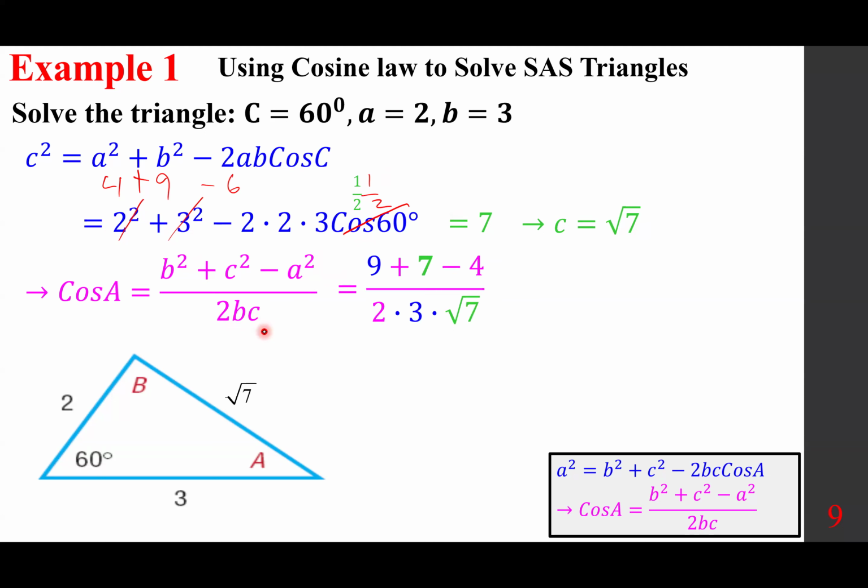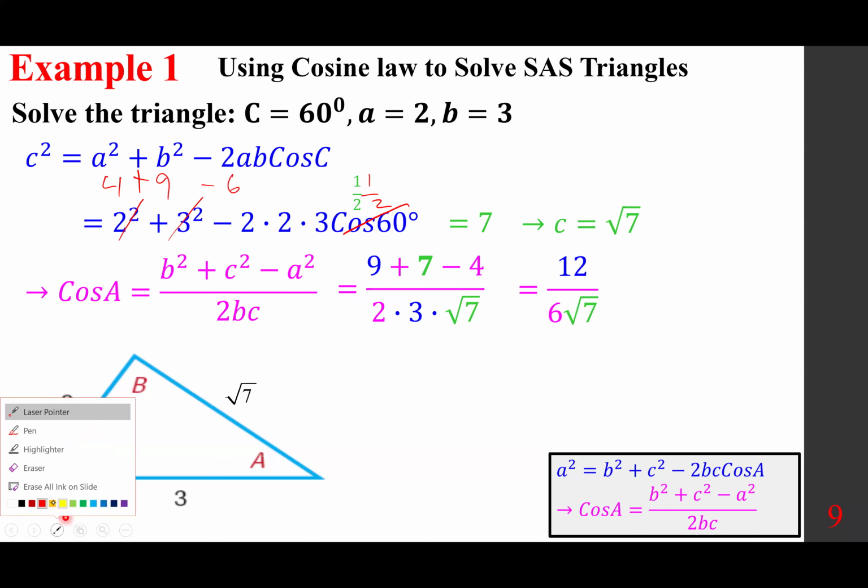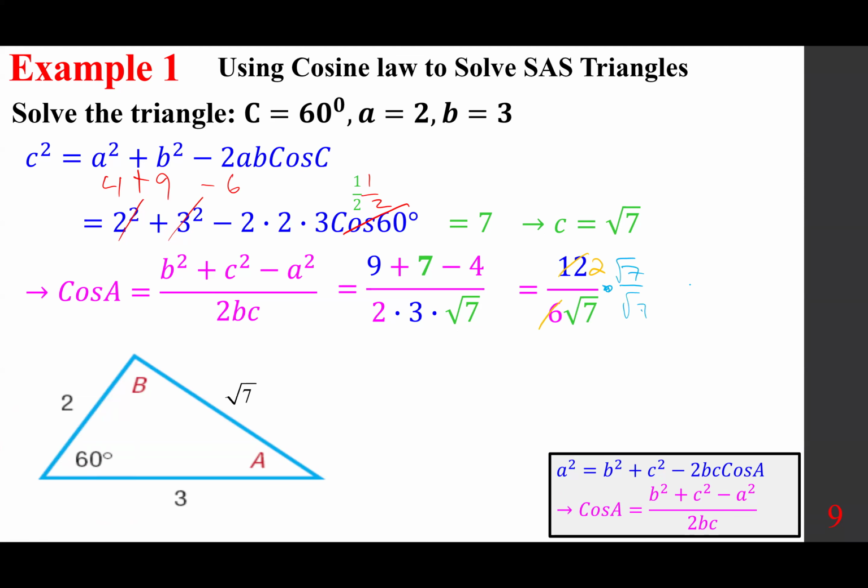And so the numerator becomes 9 and 7, 16 minus 4 is 12. This is 6 over square root of 7. These two cancel each other. We get 2. And 2 over square root of 7, you can rationalize it. You get 2 square root of 7 over 7.